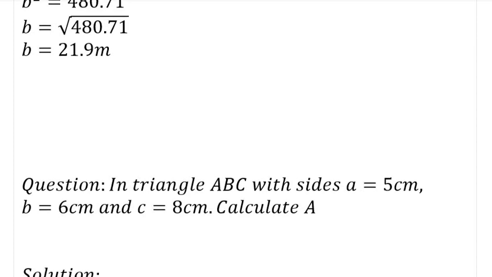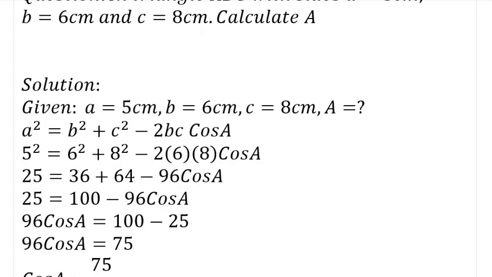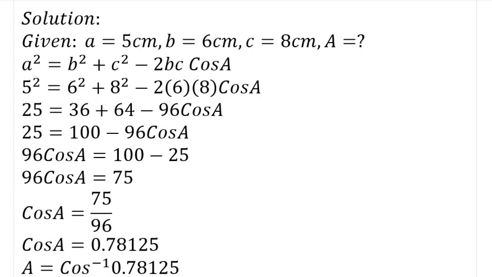So let's look at what we have here. Beautiful. Now we are given side A to be 5 centimeters, side B to be 6 centimeters, side C to be 8 centimeters. We are asked to look for the angle. You can be asked to look for any of the angles A or B or C. But in this question we are asked to look for angle A. Capital letter is the angle. So like I said earlier, it depends on what you are looking for.